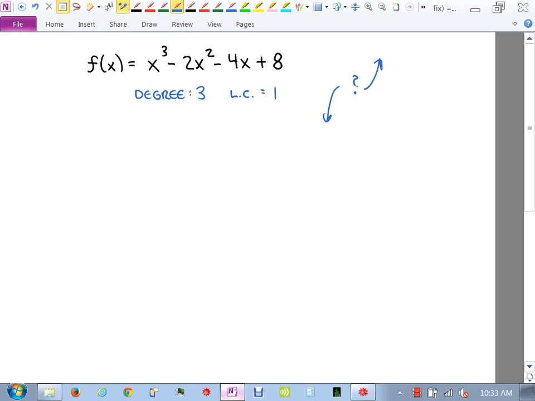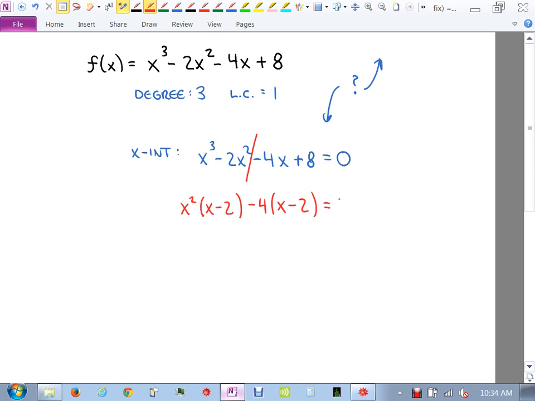Now, we said that the other thing we would need are x-intercepts, right? So let's find x-intercepts. So I set the function to 0. And since there are 4 terms, I will do grouping again. I'll factor out an x squared out of the first one, and I'll factor a -4 out of the second one. I mean, this is almost identical to the other one, isn't it? Almost. So you pull the x minus 2 out, then you're left with the x squared minus 4.